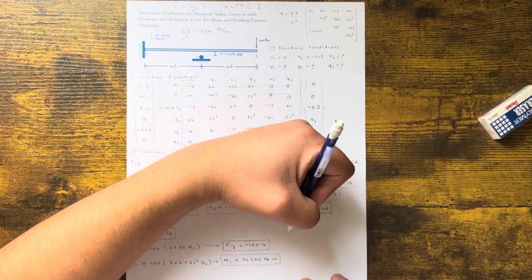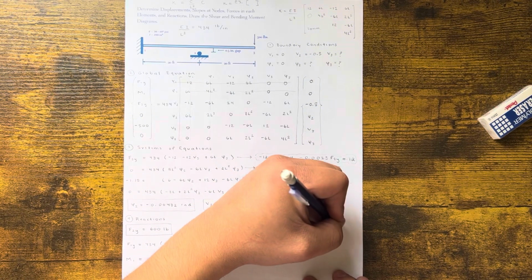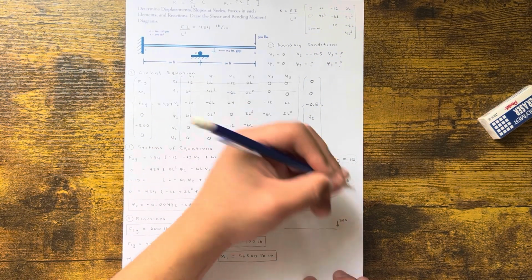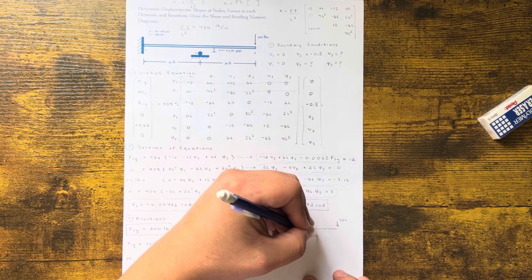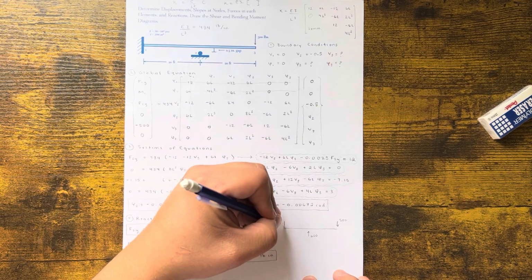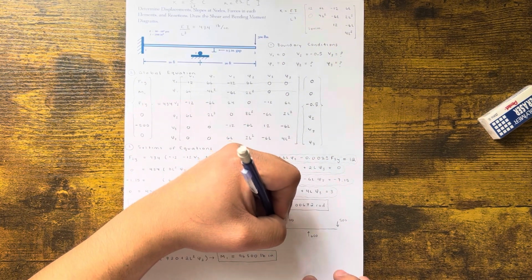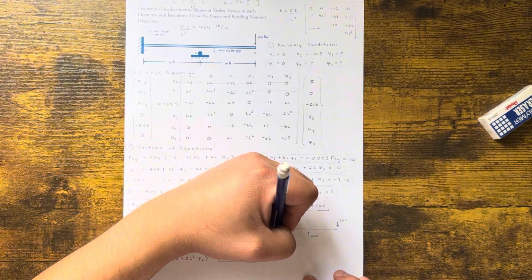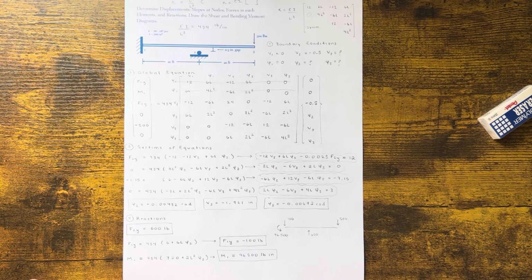Let's go ahead and do the beam itself, what we're dealing with. We have 500 going down. You have 600 going up. You have 100 going down. And then you have a counterclockwise positive moment of 96,500. Okay.